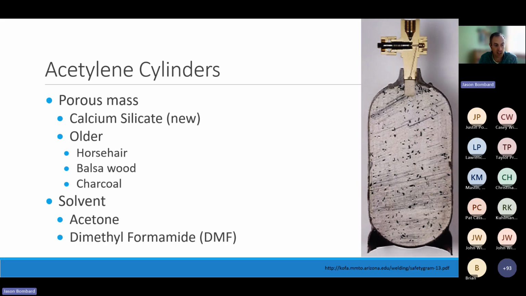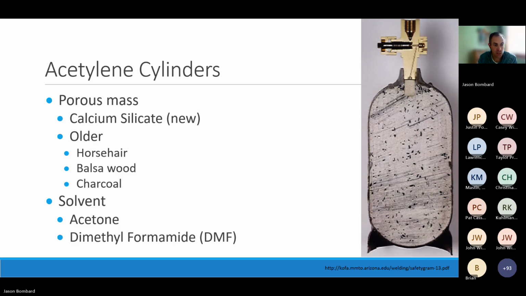Typically, the solvent is acetone. There's special circumstances where you'll use another one called dimethylformamide. We'll get into that in a second. But basically, the way the system works is you've got the porous mass in the cylinder. In that porous mass, you'll soak it with acetone, and then the acetylene is fed into the cylinder, and that acetylene dissolves into the acetone for safe storage.